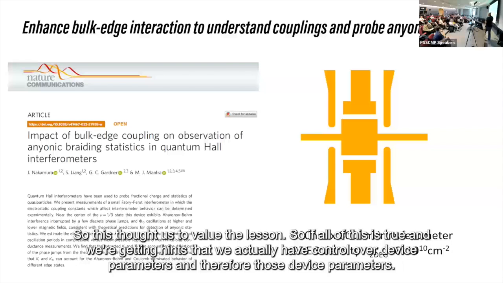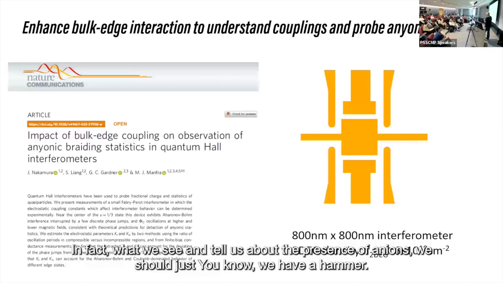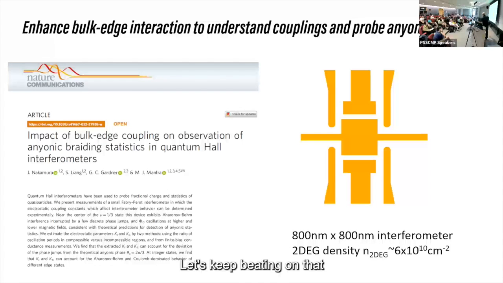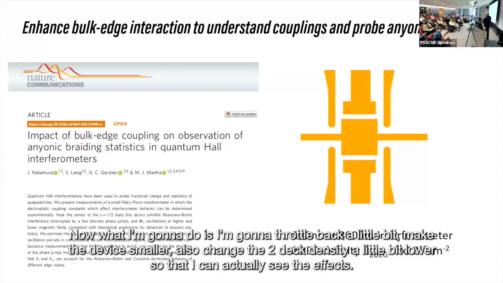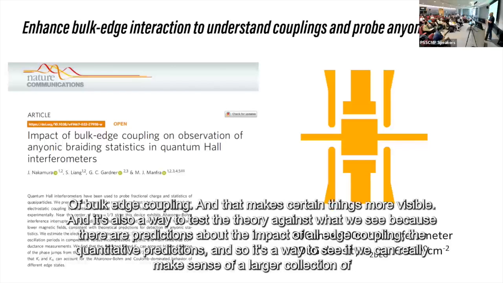So this taught us a valuable lesson. If all of this is true and we're getting hints that we actually have control over device parameters, and therefore those device parameters affect what we see and tell us about the presence of anyons, we have a hammer, let's keep beating on that nail. So what we did is, we first went to the regime where I have the parallel plate capacitor and I've suppressed effects by making that capacitance large. Now what I'm going to do is throttle back a little bit, make the device smaller, and also change the 2D density a little bit lower so that I can actually see the effects of bulk-edge coupling.